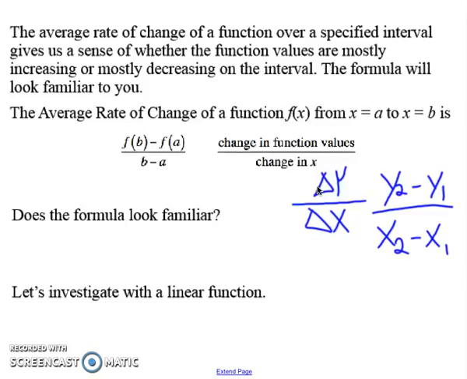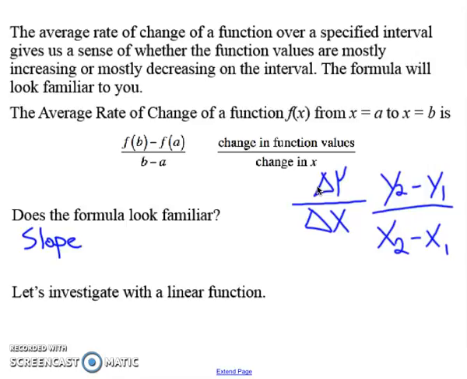So again, the change means the difference between the second y value and the first y value over the second x value and the first x value. So change in outputs over change in inputs. You might hear it said that way a lot of times as well. The question that says, does this look familiar? Hopefully it does. Again, I mentioned the word slope. Please write slope down in here.